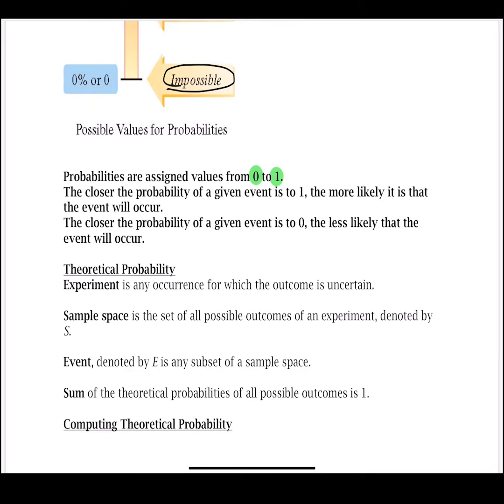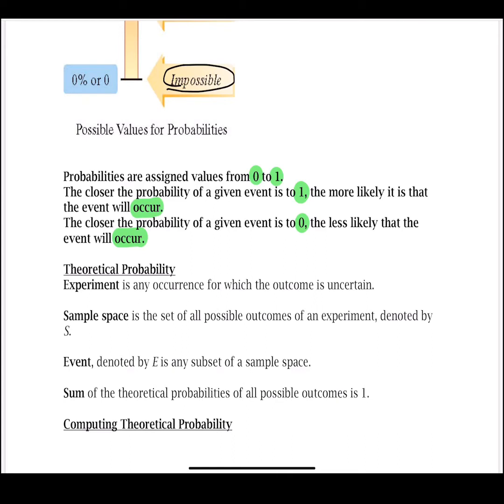The closer the probability of a given event is to 1, the more likely it is that the event will occur. The closer the probability of a given event is to 0, the less likely it is that the event will occur. There's 0% chance that we will see ourselves before the semester ends. That is, there's no way we're going to see ourselves before the semester ends, correct?